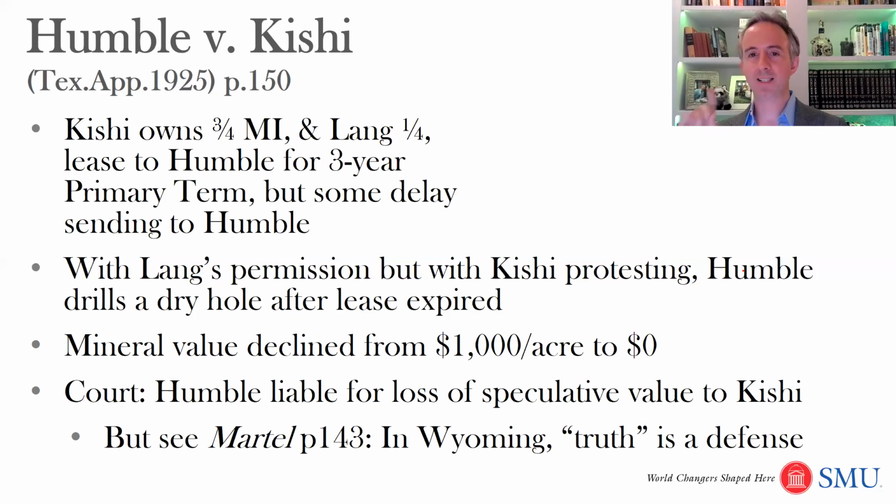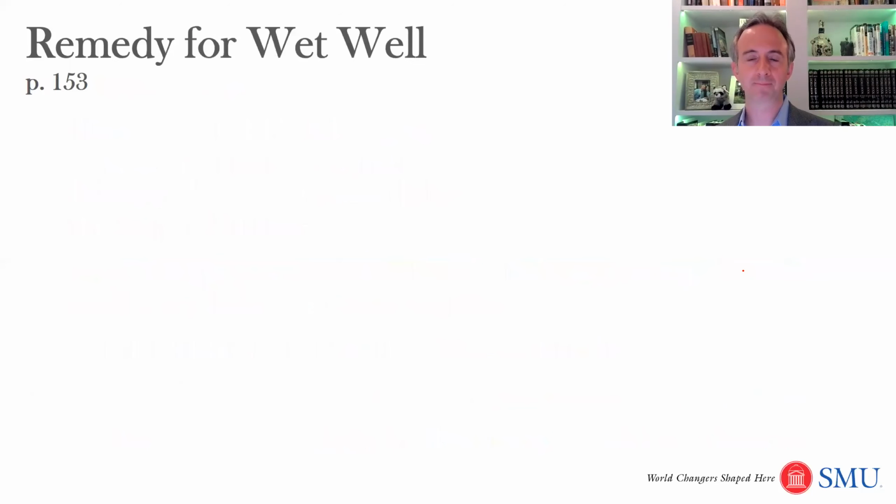There is one exception to this rule, which is the case of Wyoming. You look at the Martell case. In Wyoming, truth is a defense. So they say, look, Kishi, I'm sorry, there was no oil on your property before. All that Humble did is show there's no oil on your property. So truth is a defense. You can't rely on that speculative value it had before. But the normal rule in Texas and elsewhere is you can rely on that speculative value, and if it's harmed by somebody wrongfully drilling on your land, you are allowed to recover that money.